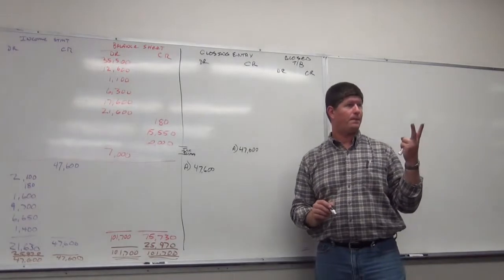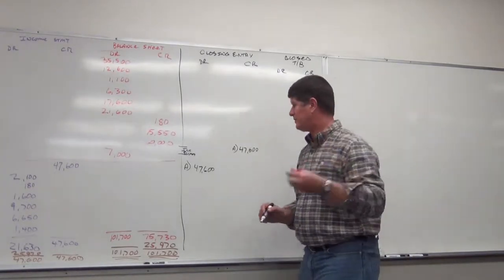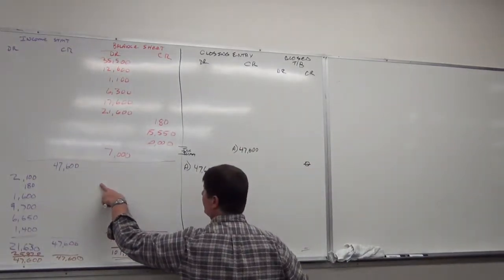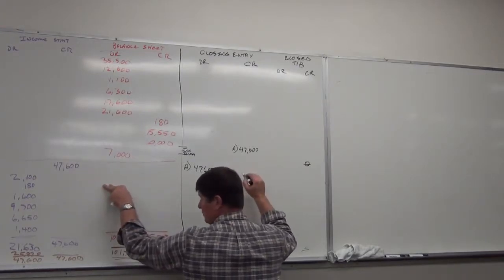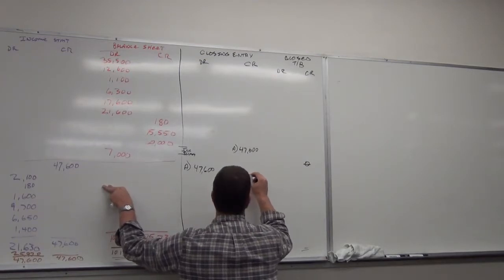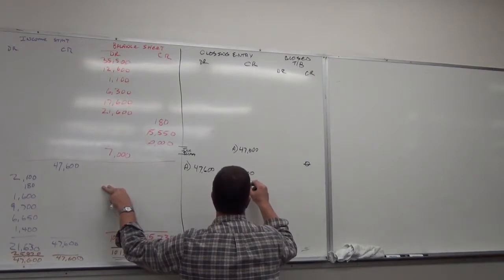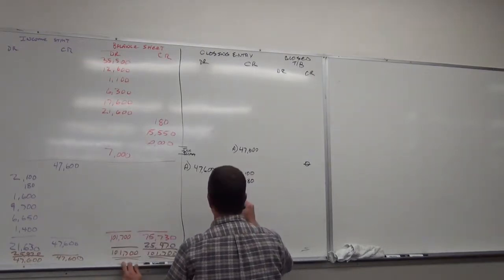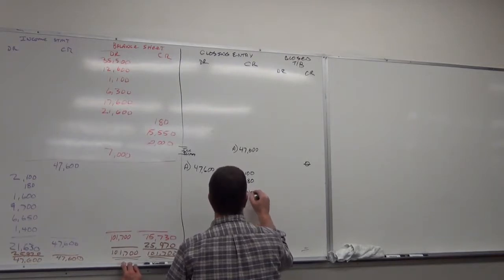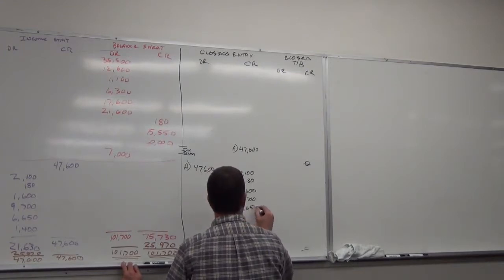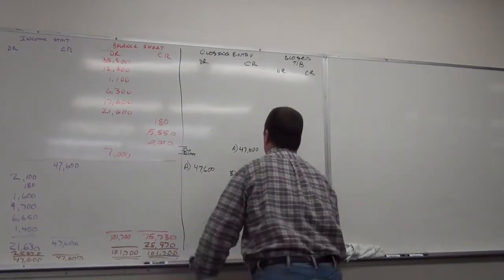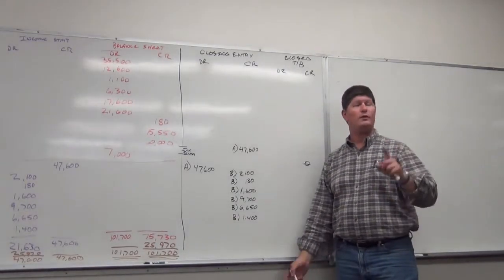What's the second one? Zero out your expense accounts. So I've got all these expenses here. They're all debit balances, so I would need to do what to them? Credit them. Credit to advertising expense, $2,100. Credit to depreciation expense of $180. Credit to rent expense of $1,600. Credit to salaries of $9,700. Credit to supplies, $6,650. Credit to utilities of $1,400. Yeah, I'm just doing one. Those are all my credits.